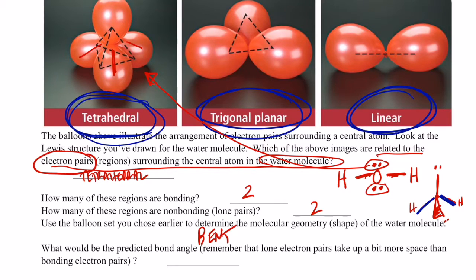And what would you expect the bond angle to be between this hydrogen and this hydrogen? And if you said 109.5, I wouldn't argue with you too much, but it's actually going to be closer to 105 degrees because these non-bonding pairs, remember, take up a bit more space than bonding pairs.